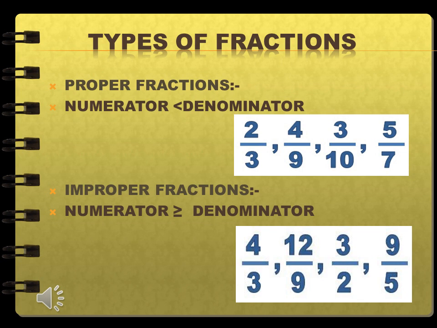Next, we have improper fractions, in which the numerators are either equal to or more than the denominators. As shown in the examples, 4 by 3. 4 is greater than 3.